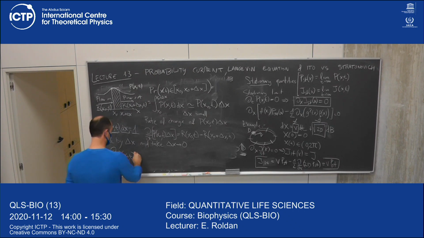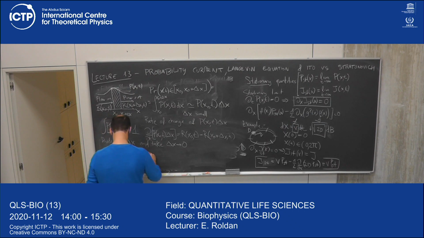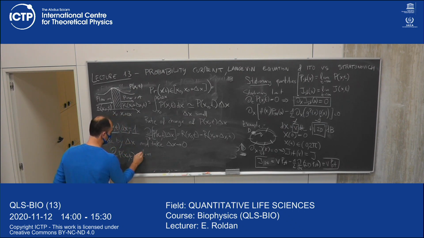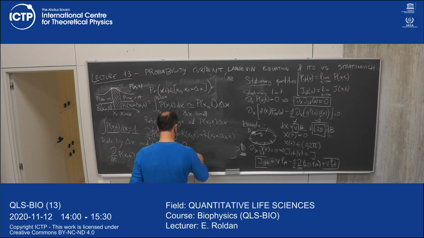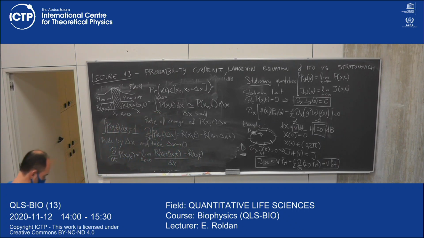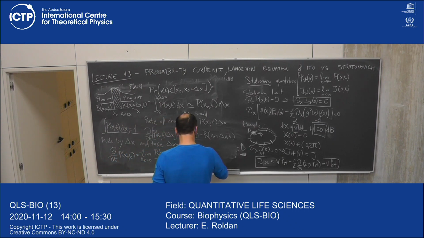And here I'll have the limit with a minus. It's a minus here. When delta x goes to 0, I put a minus to put first this one: P of x0 plus delta x minus P of x0, divided by delta x. And this is what I call the current. This limit is something like minus the partial with respect to x0 of P(x0, t).